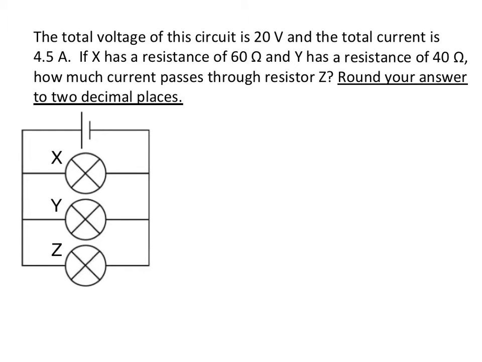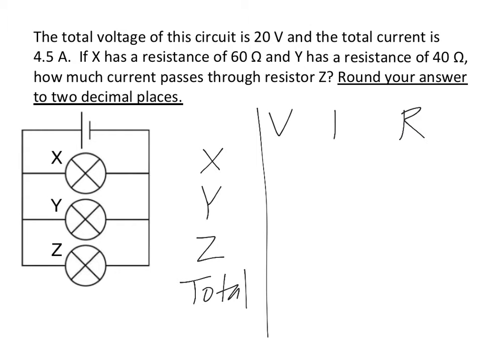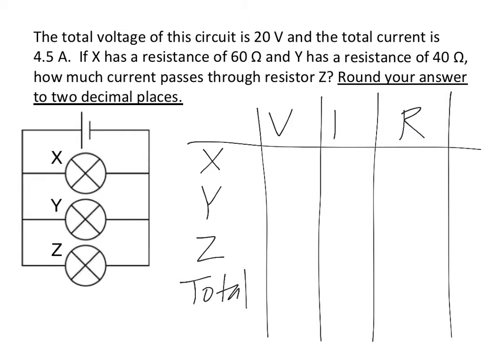All right, here's another circuit problem that we want to solve. And as usual, we're going to start just by making a chart. So in this case, we've got, again, always V, I, and R. We have three resistors in this, X, Y, Z. And as always, you want to have a total. And again, I'm just a little picky. I'm going to make my grid just to help me a little bit.